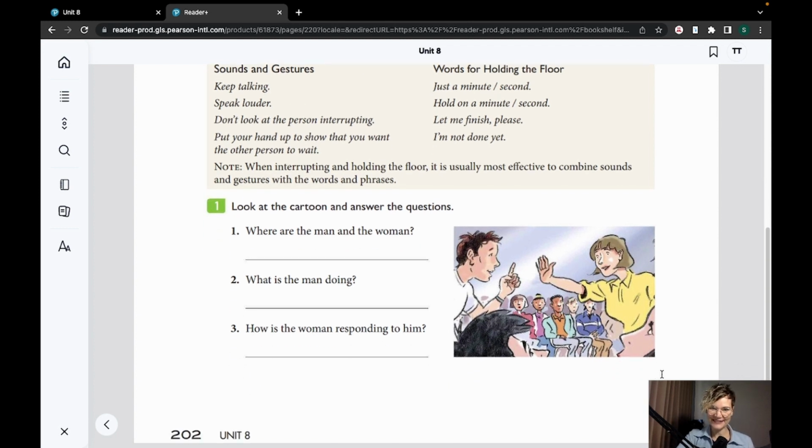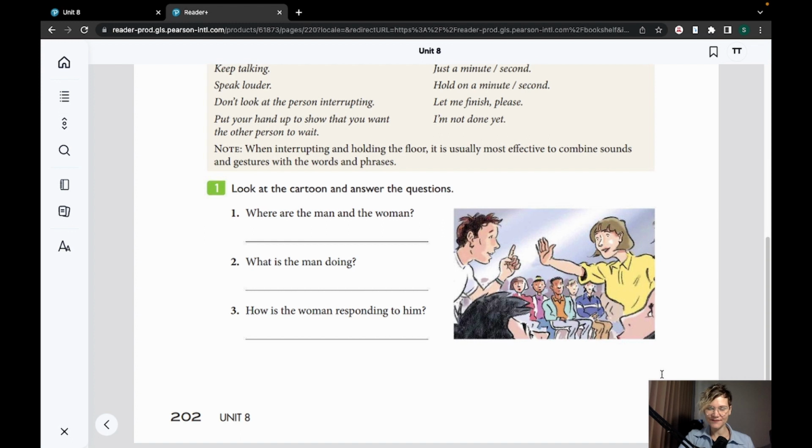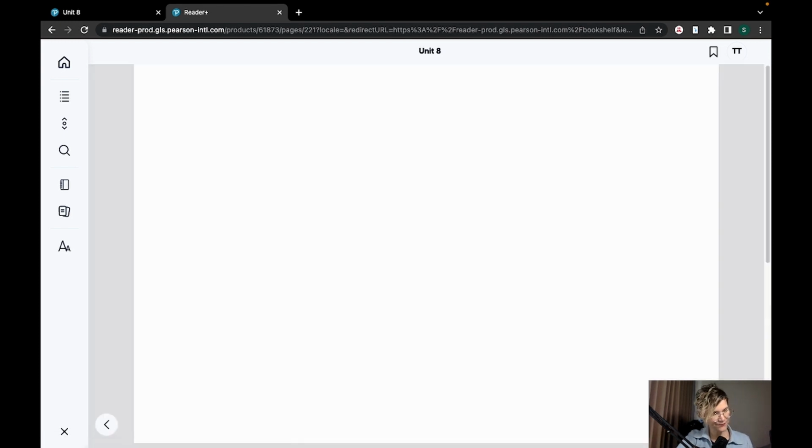Yeah, good. Okay, here we see a cartoon picture, and I'd like you to answer the questions. Like number 1, where are the man and the woman? 2, what is the man doing? And 3, how is the woman responding to him? Please answer those questions.